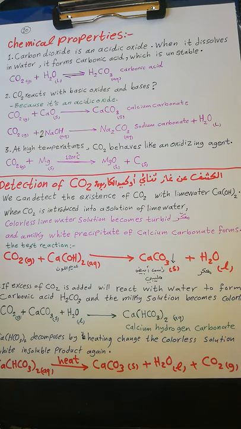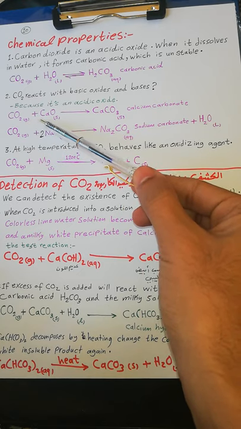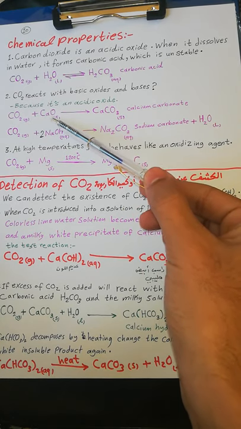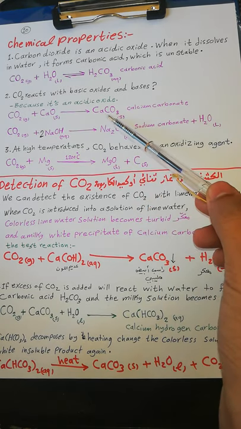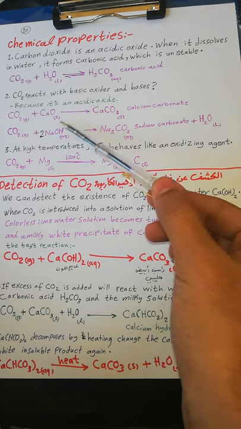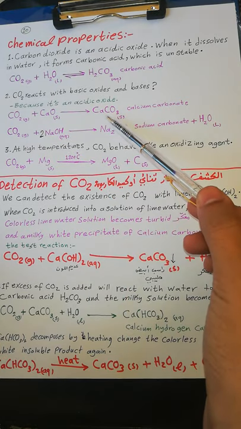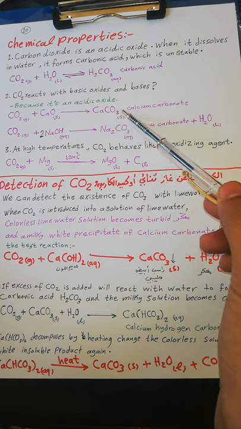an acidic oxide. CO2 here will react with CaO. CaO is a basic oxide, calcium oxide. Calcium oxide, when reacted with carbon dioxide, the result is CaCO3, calcium carbonate.